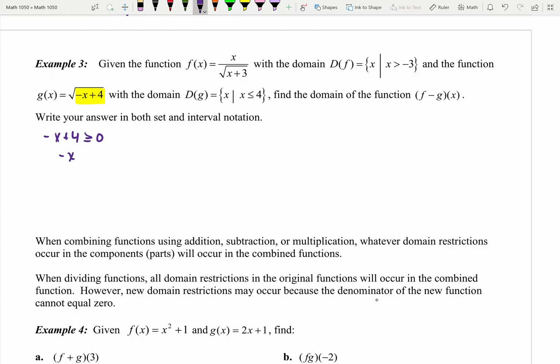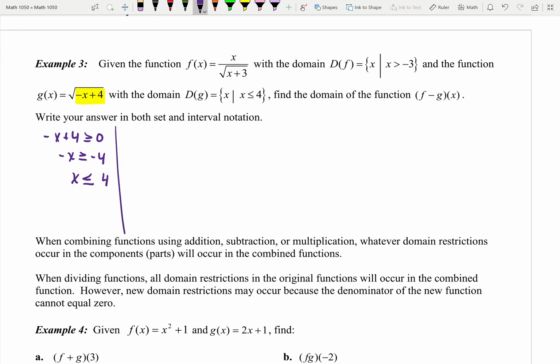So you bring your 4 over, -x is greater than -4. And now what I'm doing is I'm dividing by a negative. So when I divide by a negative, the inequality flips the other direction. And then a negative over negative gives you a +4. So just make sure that you know that if you multiply or divide by a negative, you have to reverse the inequality, okay? That was just a little touch on that.